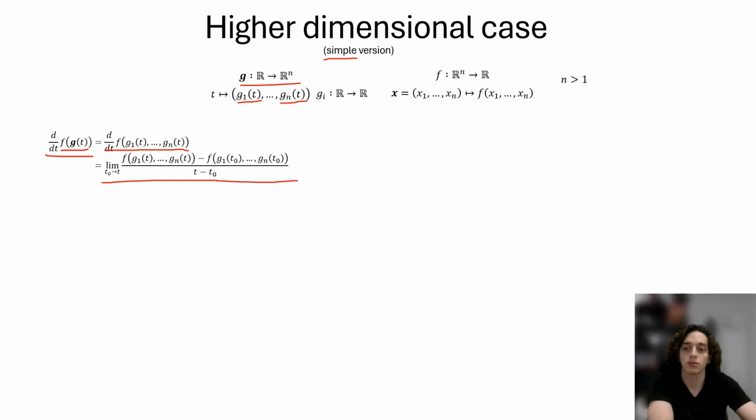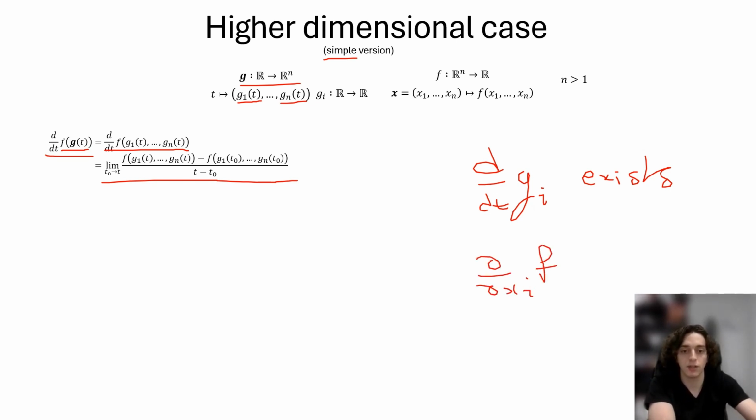Well, first, what we want to do is turn this into partial derivatives. We're going to make a very important assumption: that the derivative with respect to t of every gi exists, and the partial with respect to xi of f exists, for all i, for every input into the function.